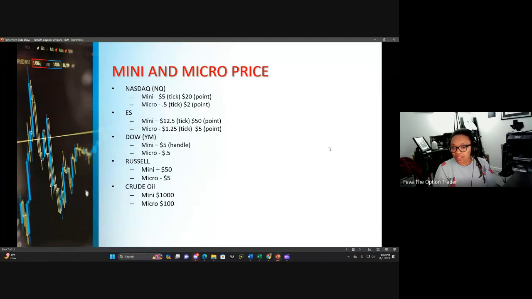With the Dow, you're just going to go $5 a handle, 50 cents a tick. With Russell, same thing, $50. And then you're going to go down to the micro part, which is going to equal $5. And then crude oil trades completely different because it's going to move just like a regular stock. When it moves one entire point, you're going to get $1,000, and one tick, you're going to get $100.